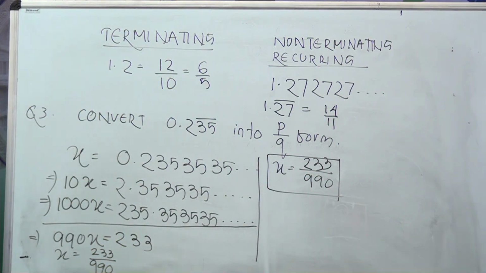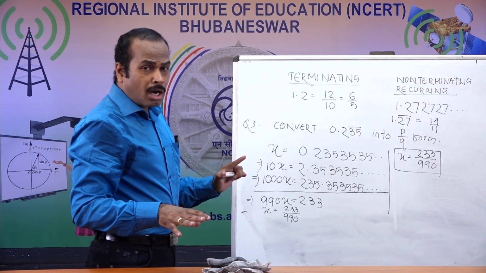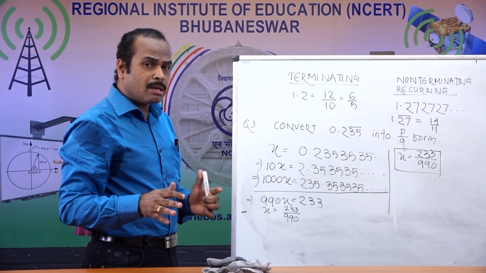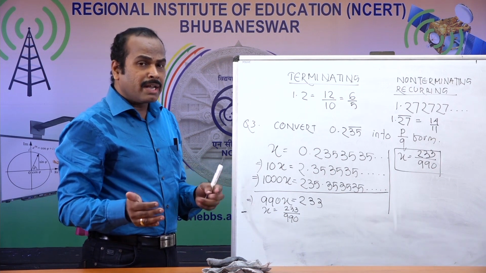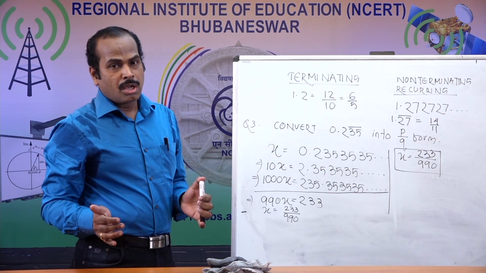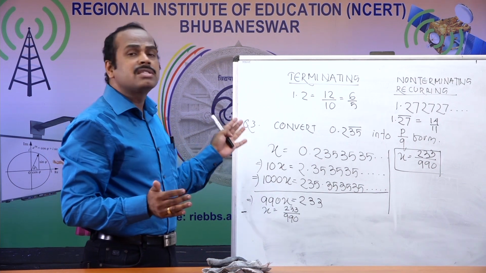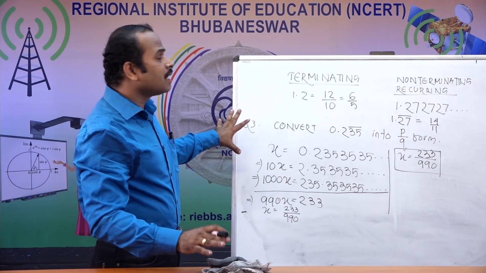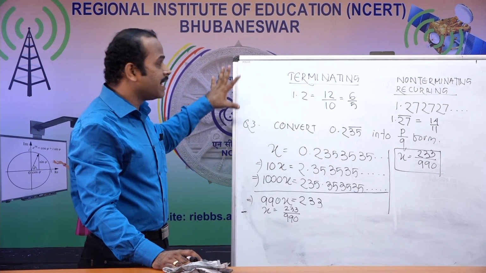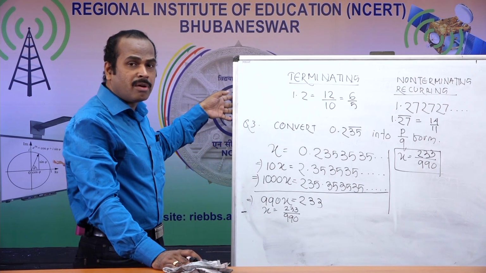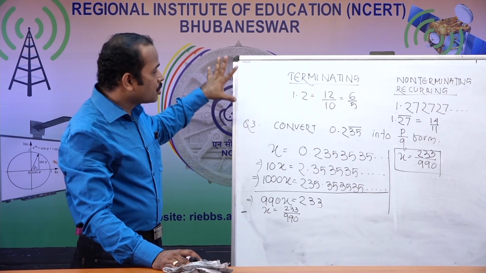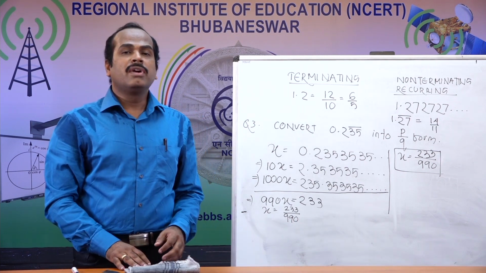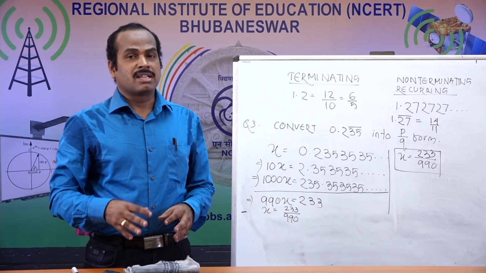Okay. Understood now? So we learned today what is a terminating decimal number and what is a non-terminating decimal number. Non-terminating decimal numbers are again classified into two types: non-terminating recurring and non-terminating non-recurring. Non-terminating recurring numbers come under rational numbers, and non-terminating non-recurring numbers come under irrational numbers. We have discussed how to convert rational numbers into decimal form and decimal numbers into rational form. Okay, so let us go for some questions. I will give you some practice questions. Let us learn how to convert some more numbers into rational form.